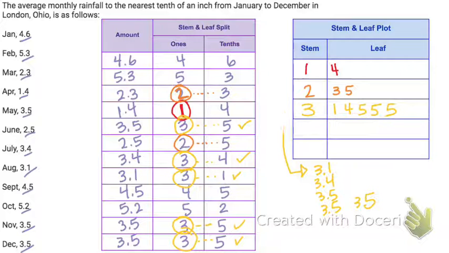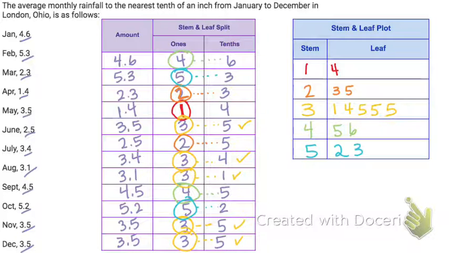So you need to write all of those 5s so we know that there are 3 months that had rainfall average of 3.5 inches. And then you move on to the next couple. So a stem of 4 had a leaf of 5 and a 6, and then a stem of 5 had leaves of a 3 and a 2. But I put that in order from smallest to biggest. I wrote the 2 first and a 3 next. So again, for this row, it's telling me 5.2 inches and 5.3. So this would be my stem and leaf plot.